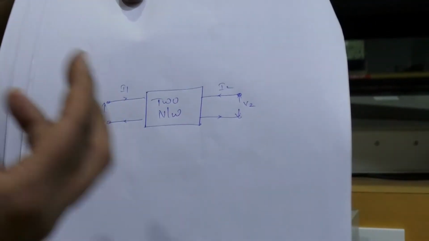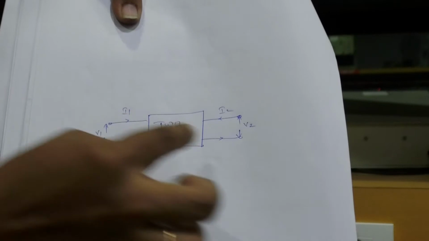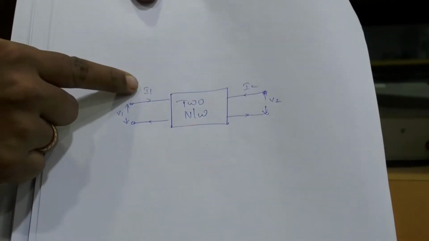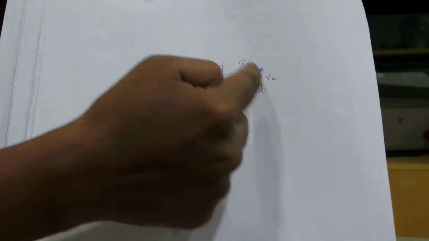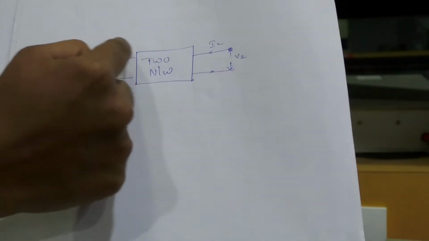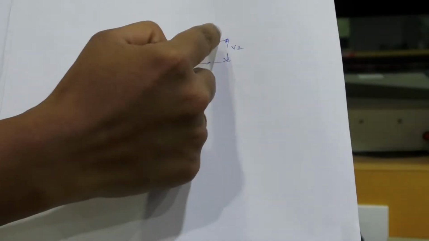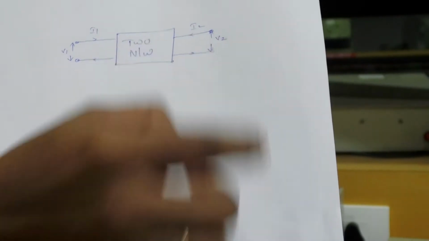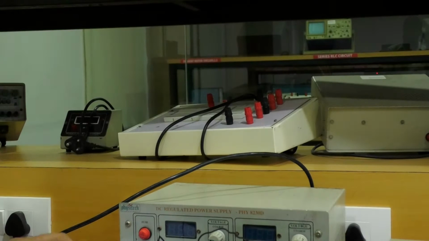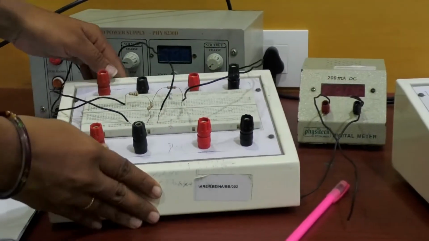We may see some one port networks also, but the Z parameters and Y parameters are of a two port network, with a first port and a second port. Here we have V1, I1 and V2, I2. For each port we have a voltage and currents: current enters one terminal of the port and returns through the other terminal. Among these, today we are going to discuss the Z parameters.